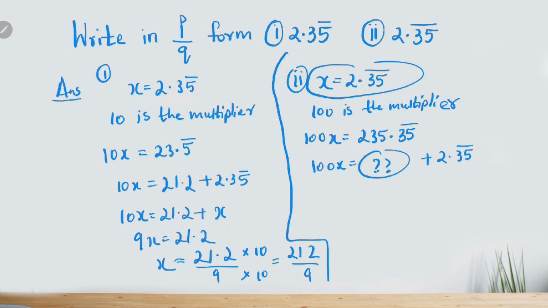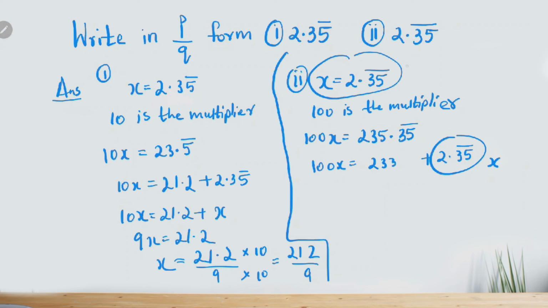To get this unknown number, just subtract them. If I subtract 2.35 bar from 235.35 bar, the repeating part becomes totally 0, and we get 233. So 233 is the number. Let's fill it here, 233. This clearly is x. So if it goes to that side, it becomes 100x minus x, which is 99x, equal to 233. So x is equal to 233 by 99.